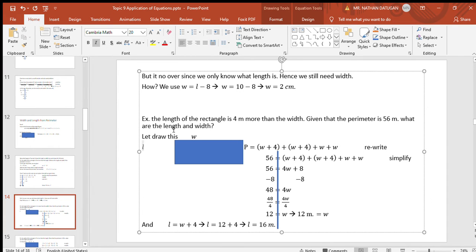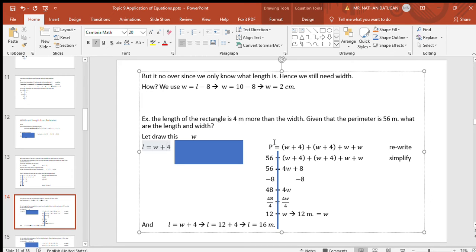So let's start with the first sentence. Length of rectangle L is 4 more than the width. So is it going to be 4 plus W? No, because of this word more than, especially the word than, instead of 4 plus W, it is going to be W plus 4. So now instead of L plus W plus L plus W, we can simply write W plus 4 plus W plus W plus 4 plus W. My bad on that. And you can see it right here. Perimeter is W plus 4 plus W plus 4 plus W plus W.